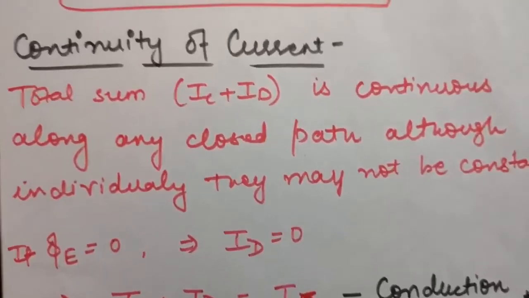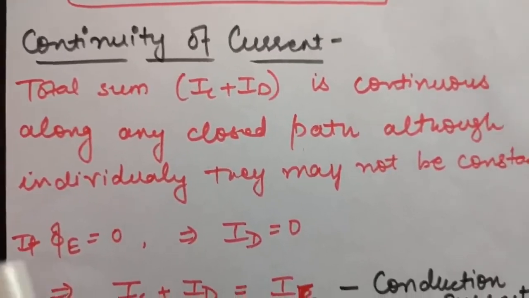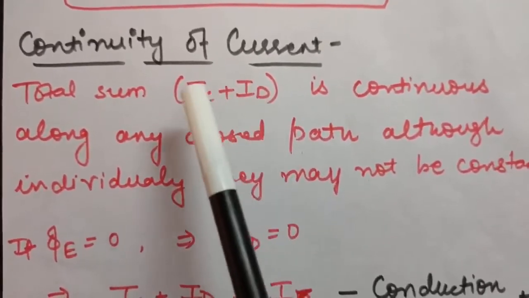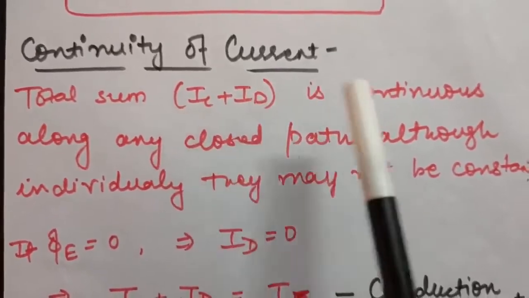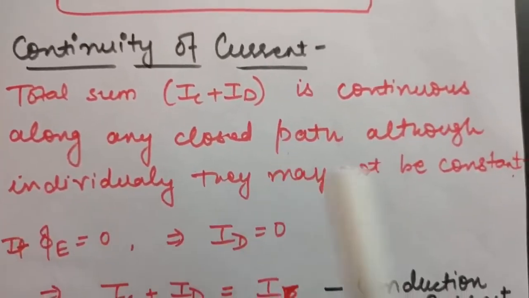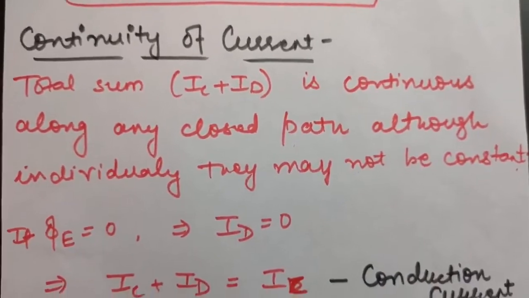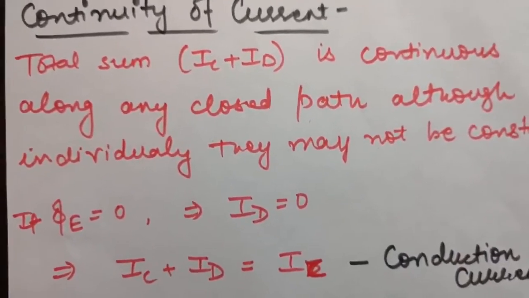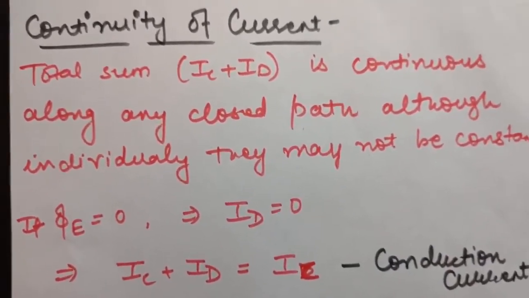So next is continuity of current. It states that the total sum of current, that is conduction current plus displacement current, is continuous along any closed path, although individually they may not be constant. That is, the total current will remain continuous along any closed path.